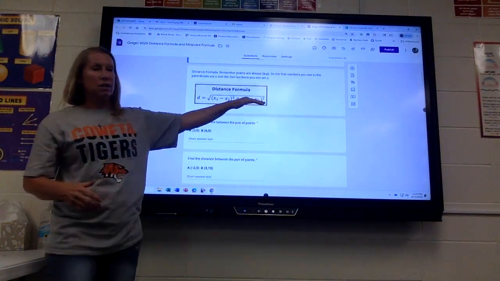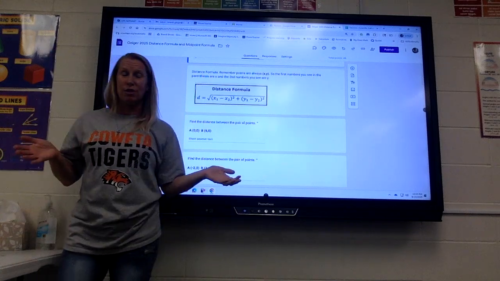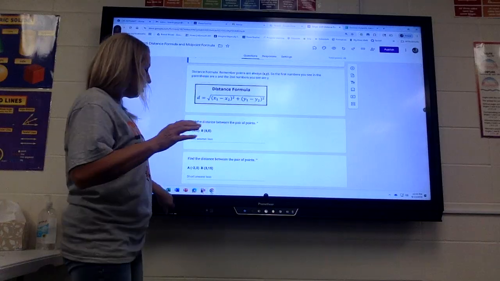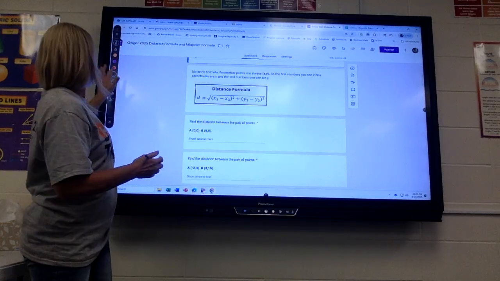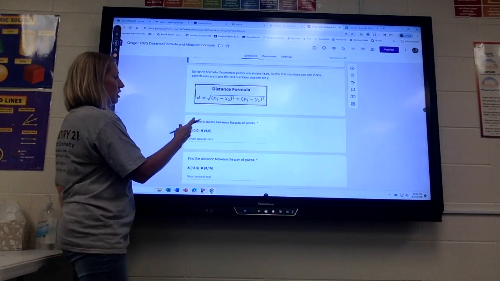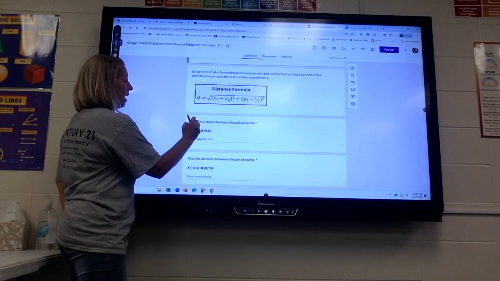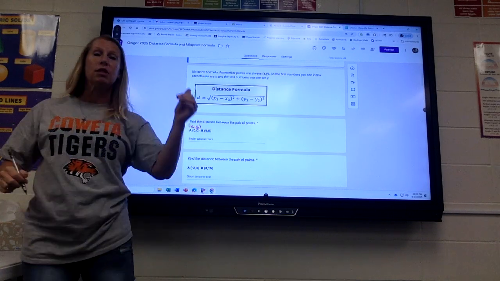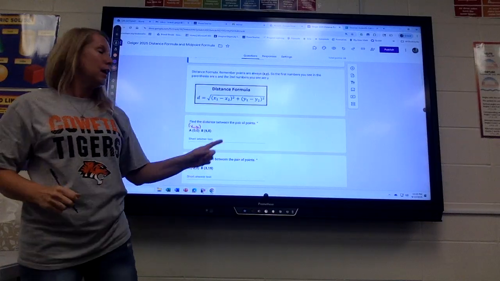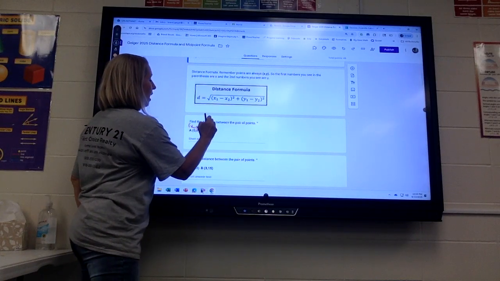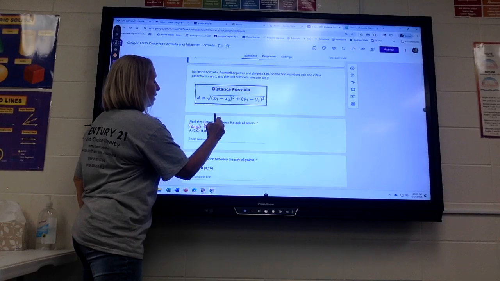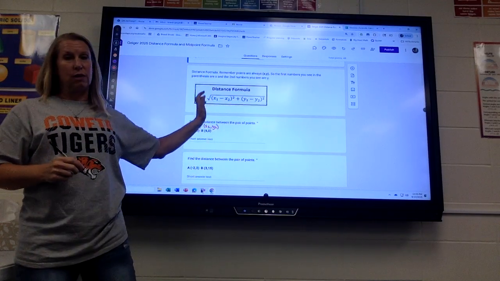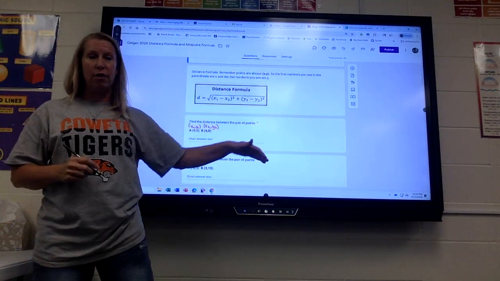So this right here is the distance formula. It looks a little scary, but it's not scary, I promise. The thing you need to remember from algebra is this first point would be x1, comma, y1. So points are always x, comma, y. Your second point would be x2, comma, y2. So when we're filling in the distance formula, that's where the x1, x2, y1, y2 come from.